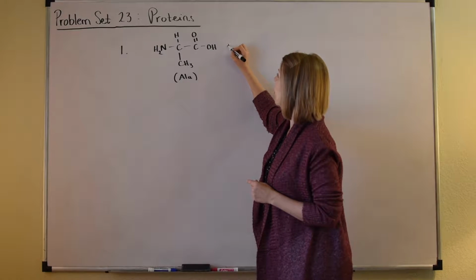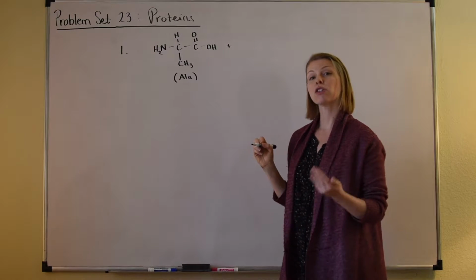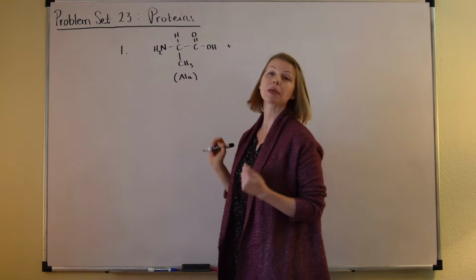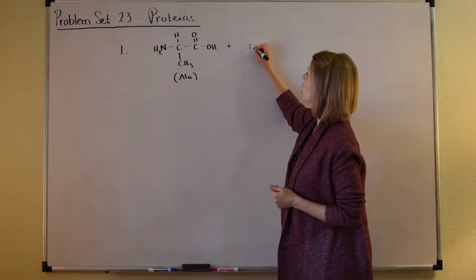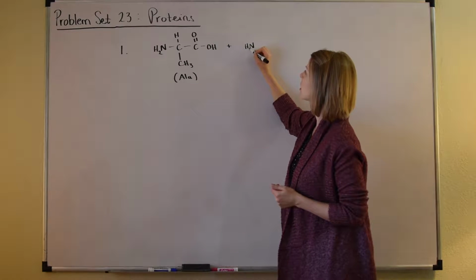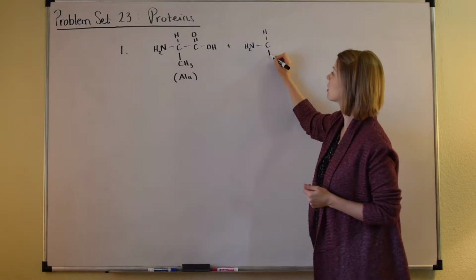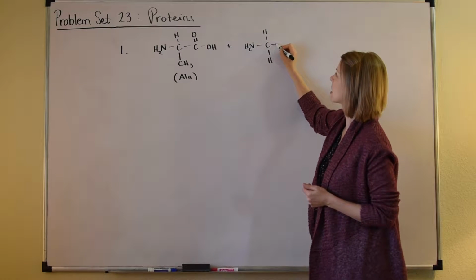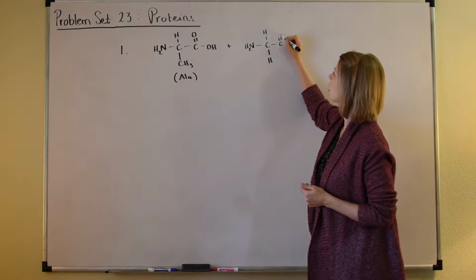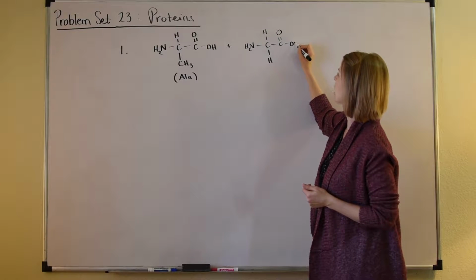And we're going to show it reacting with glycine. So same thing, except now the side group is a hydrogen. So remember to change that. So an amine, the alpha carbon, which has a side group that is a hydrogen, and the carboxylic acid.